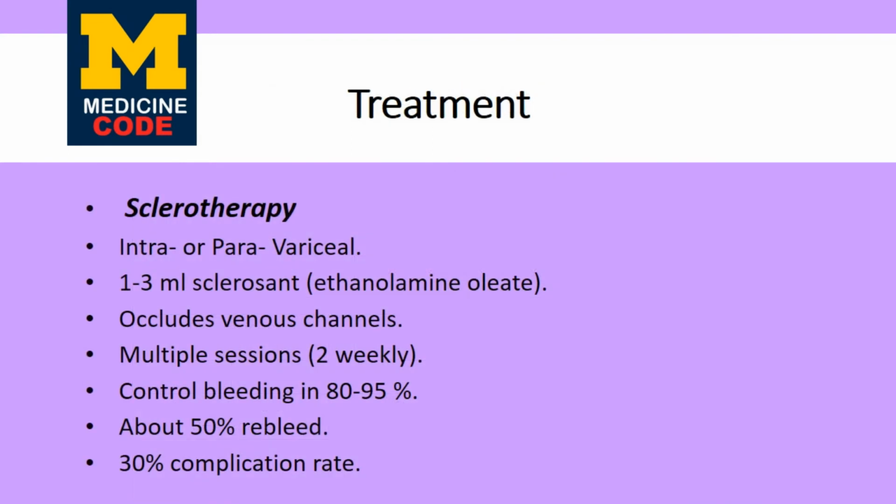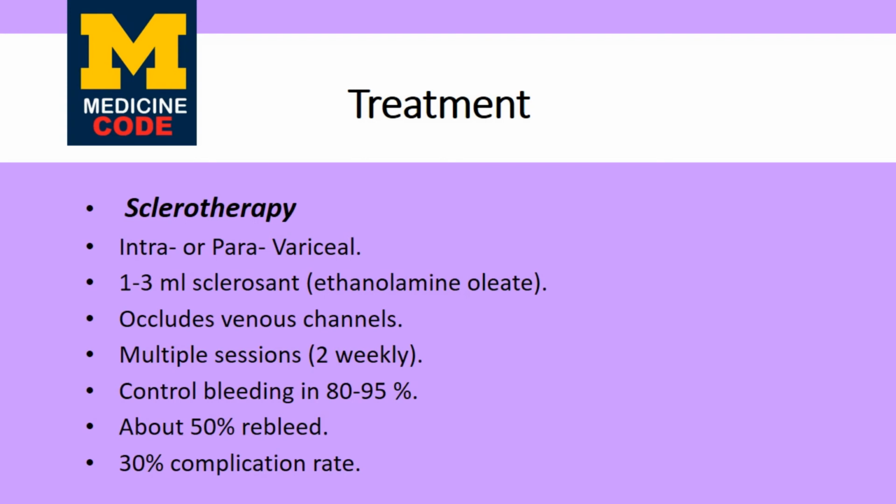Treatment of esophageal varices may be sclerotherapy or variceal band ligation. In sclerotherapy, a 1-3% sclerosant such as ethanolamine is injected into the varices. This is to occlude the venous channels. Sclerotherapy requires multiple sessions, like twice weekly. Bleeding is controlled 80 to 95% of the time, and about 50% rebleed.